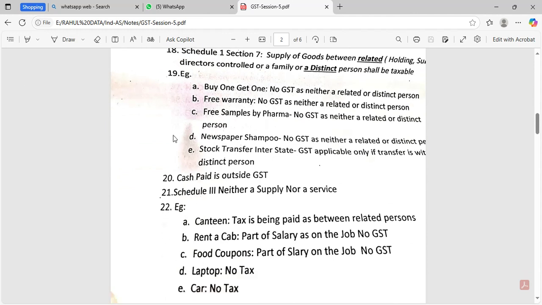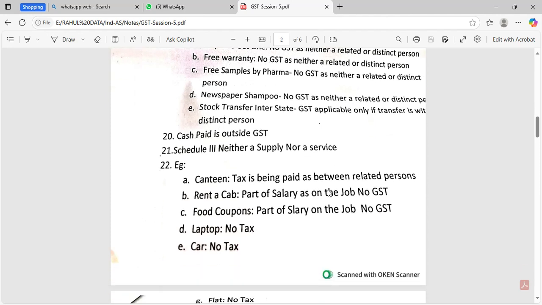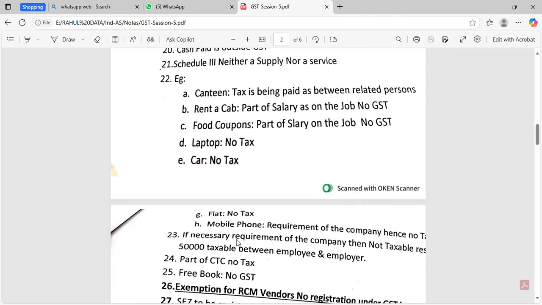Cash paid is outside GST. Schedule 3, neither supply nor a service. Example, canteen. Tax is paid as between related persons. Rent a cab, part of salary on the job, no GST. Food coupons, part of salary on the job, no GST. Laptop, no tax. Car, no tax.